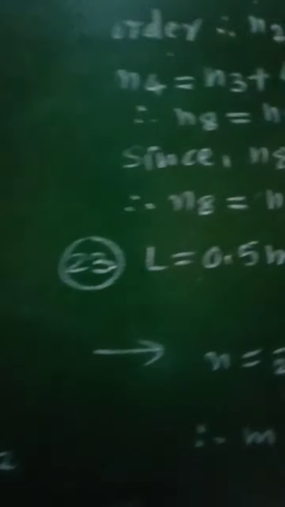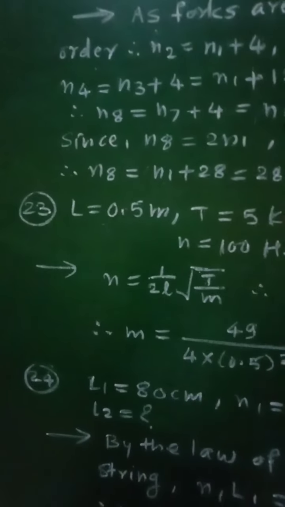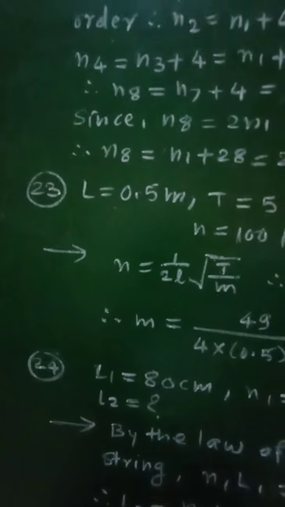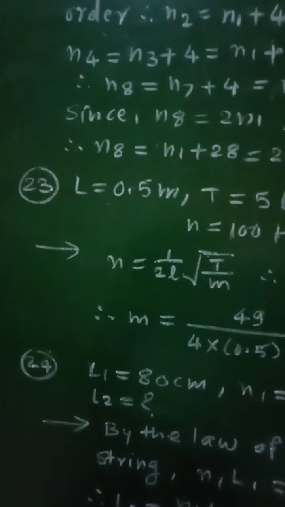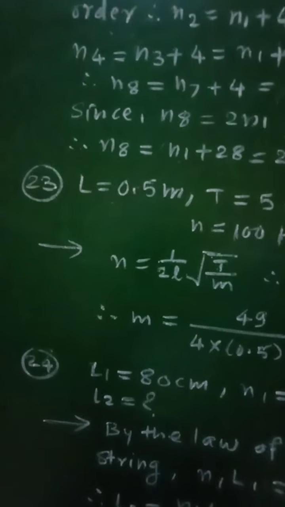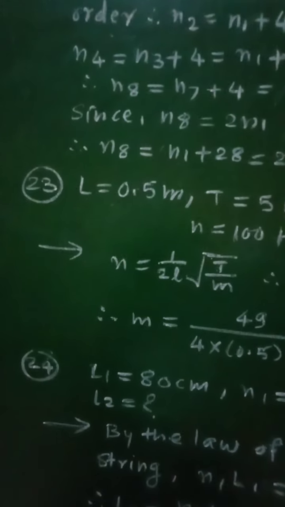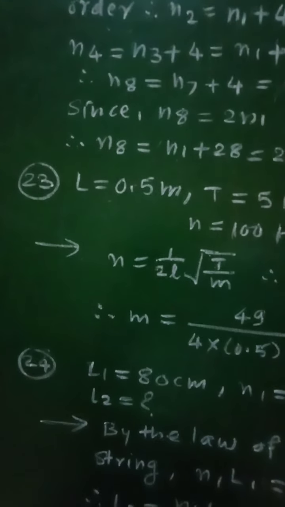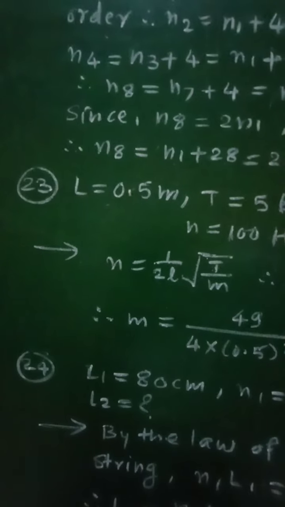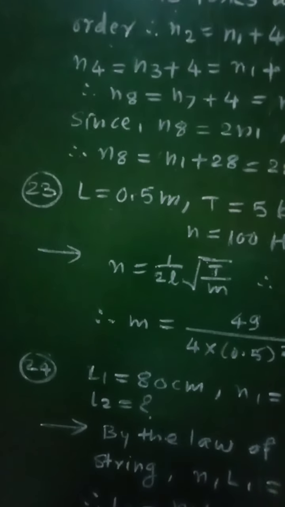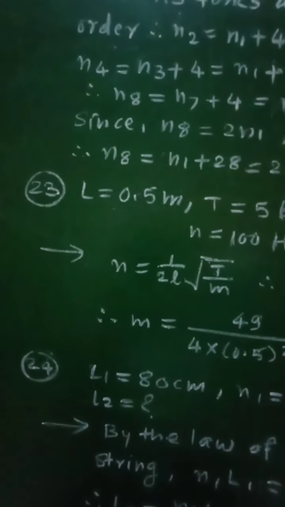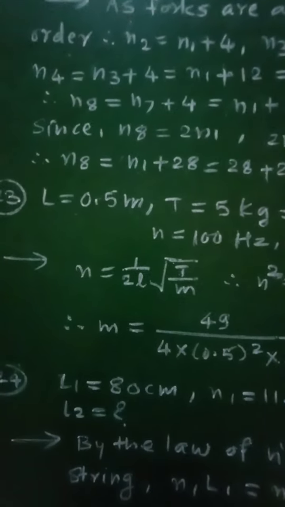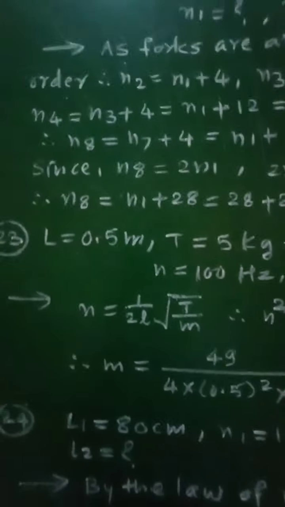Now, let us go for next numerical, that is numerical number 23, in which it is given that a sonometer wire of length 0.5 meter is stretched by a weight of 5 kg. The fundamental frequency of vibration is 100 Hz. Calculate linear density of wire, that is its mass per unit length.